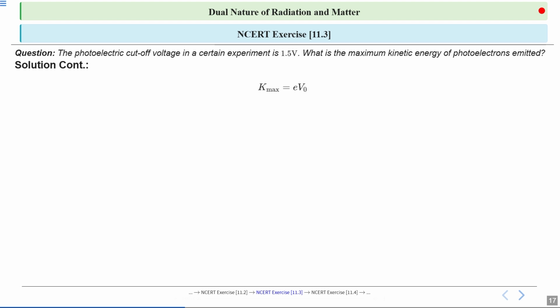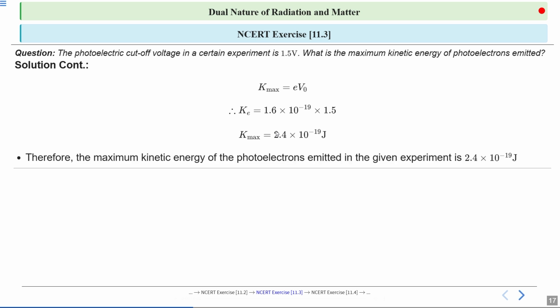So Kmax is equal to eV naught. Let's substitute the values into our formula, which is equal to 1.6 into 10 raised to the power minus 19 into 1.5. Solving this, you will get 2.4 into 10 raised to the power minus 19 joule. Therefore, the maximum kinetic energy of the photoelectrons emitted in the given experiment is 2.4 into 10 raised to the power minus 19 joule. This result shows us how the stopping voltage directly determines the energy of the fastest electrons.